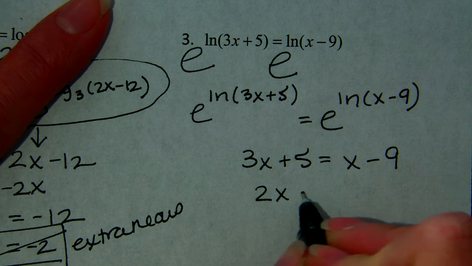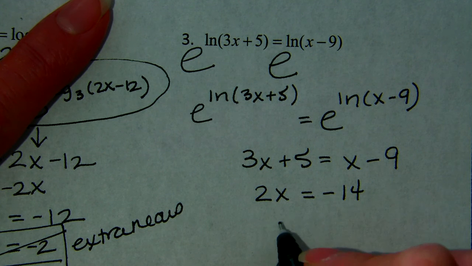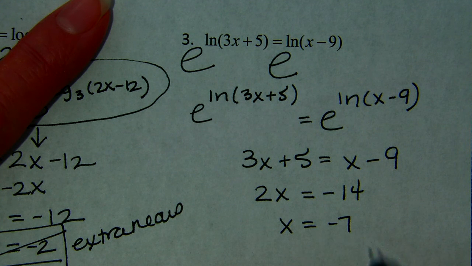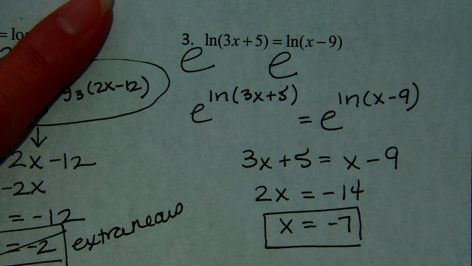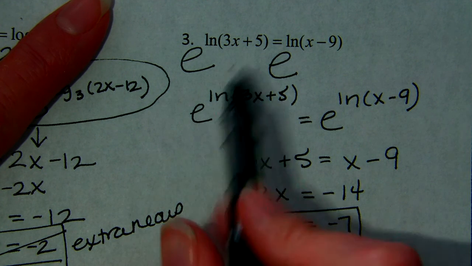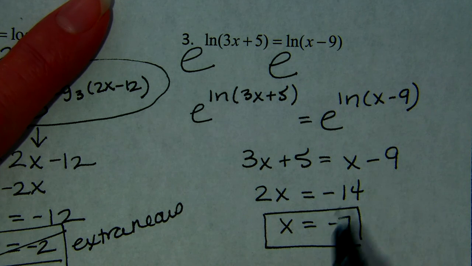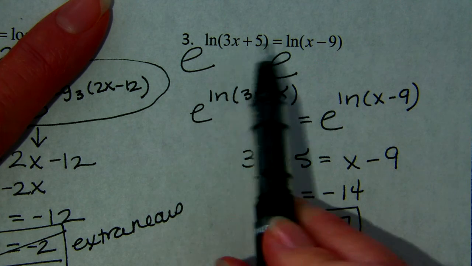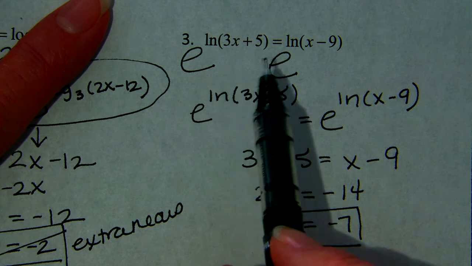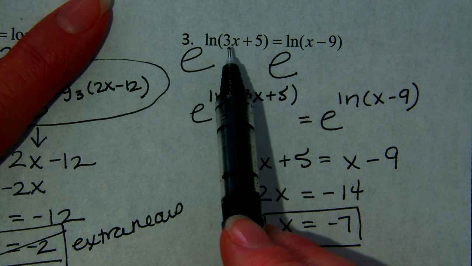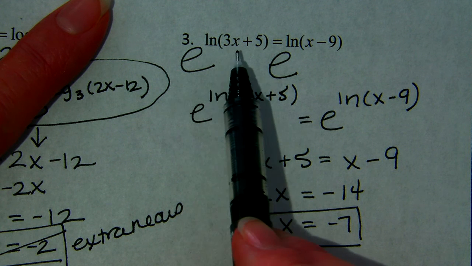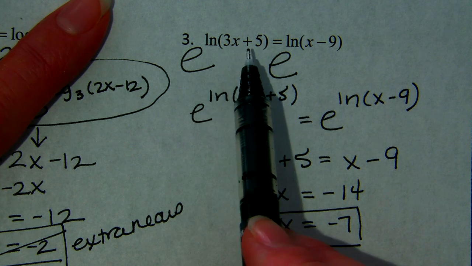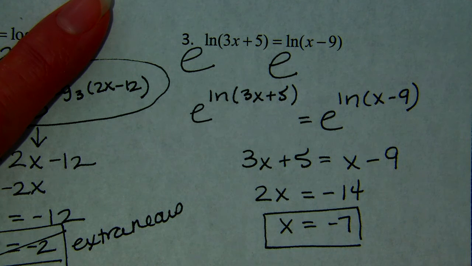So 2x is equal to negative 14 and x is equal to negative 7. And so again, we want to check and make sure that this is not going to make either of those logs negative. And so I take this negative 7 and I plug it in. Either one will work. Well, you've got to check both. But I plug it in here. So 3 times negative 7 is negative 21, plus 5 is negative 16. We cannot take the natural log of negative 16. It won't work. If you try it on a calculator, it will tell you error. And that means that this also is an extraneous solution.